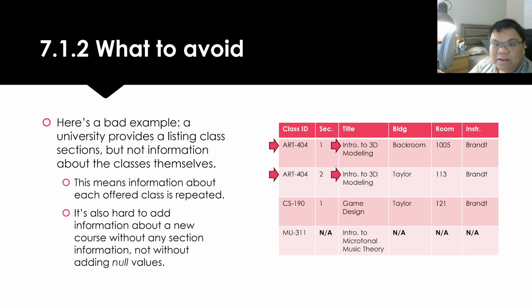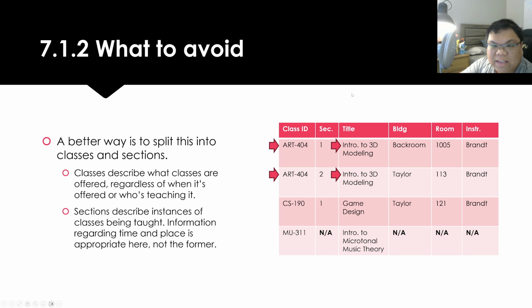Although it can be done, it's hard to represent the information that we want without having to stick in null values for the parts that aren't applicable. So this is a bad design. A much better way is to split this into classes, course offerings, and sections, instances of classes being taught. Course offerings describe what classes are being offered regardless of when it's offered and who's teaching it.